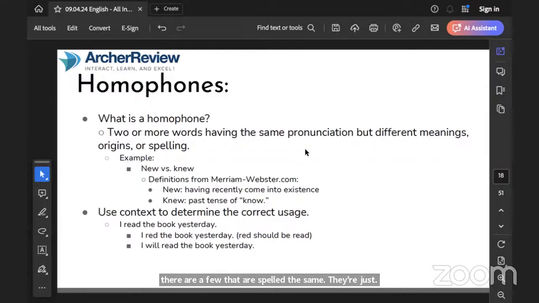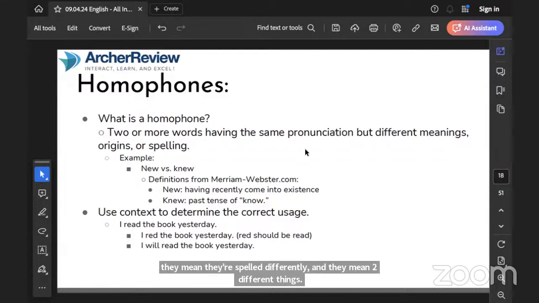So for example, with new, N-E-W, and new, K-N-E-W, this is all based off of Merriam-Webster's definitions. N-E-W means having recently come into existence. So it's brand new. It's just come about. But K-N-E-W, that's the past tense of know. So to know. So I knew him. That's the difference. They're both pronounced the same, but they're spelled differently and they mean two different things.